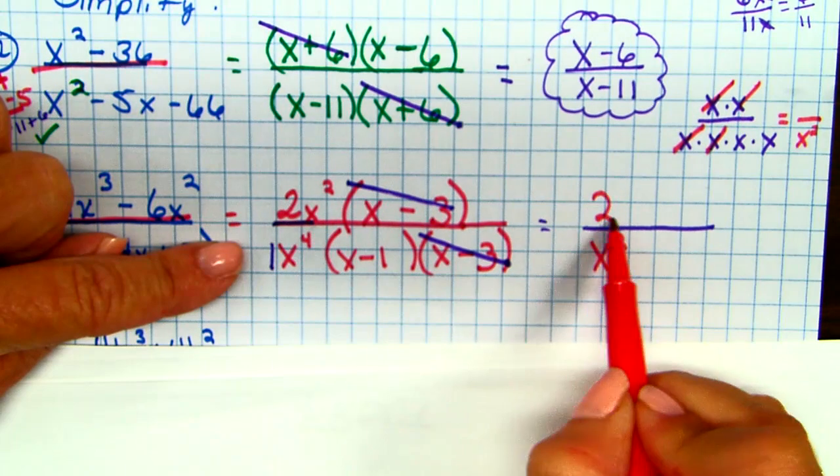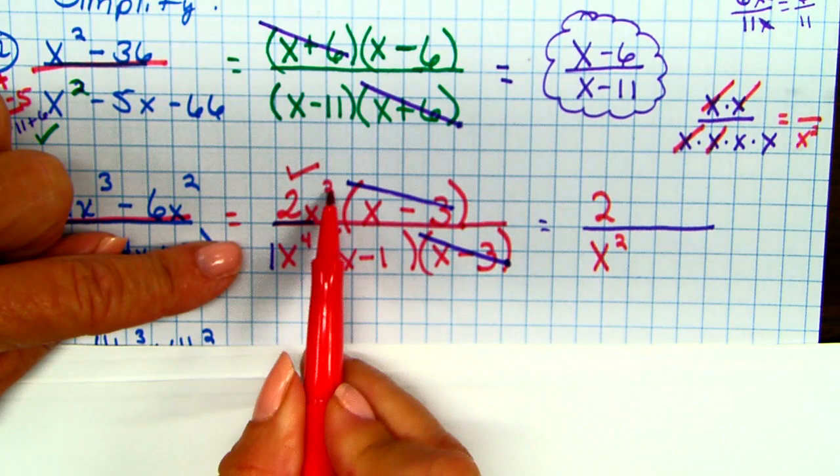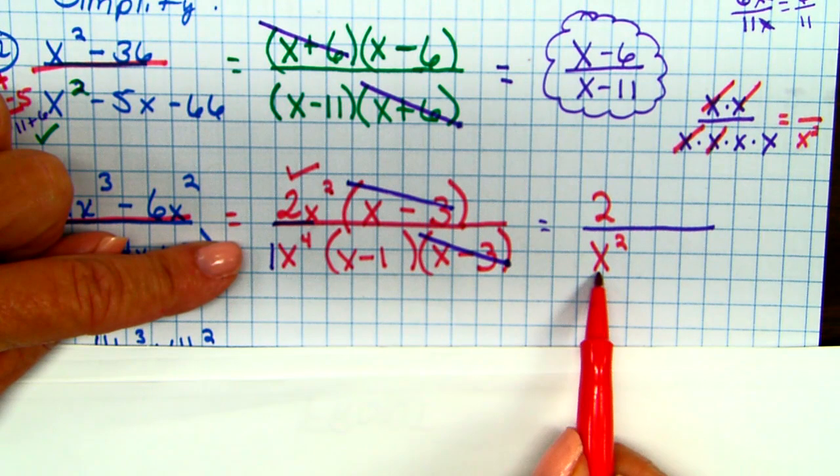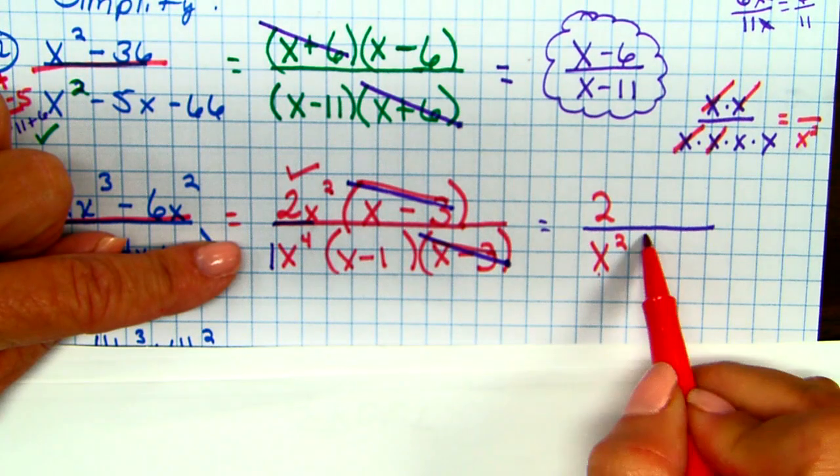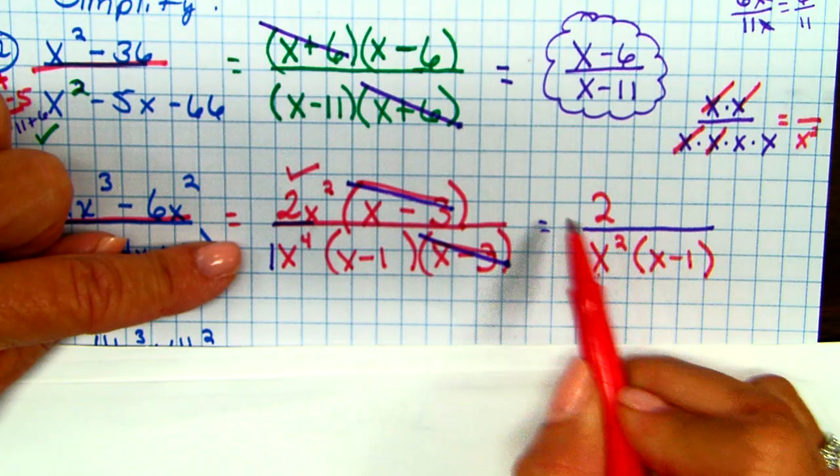So there's a 2 on top, right? That's that 2. And then x to the second over x to the fourth is the x to the second. We canceled the x minus 3's, and then we would have x minus 1 also in the denominator.